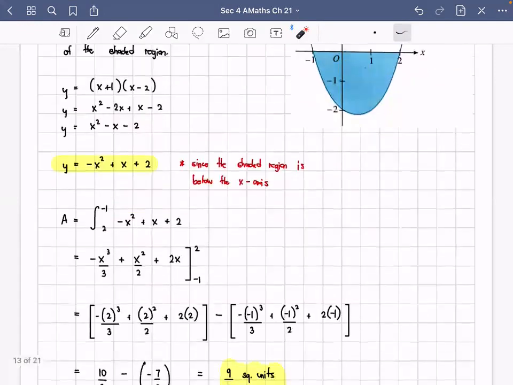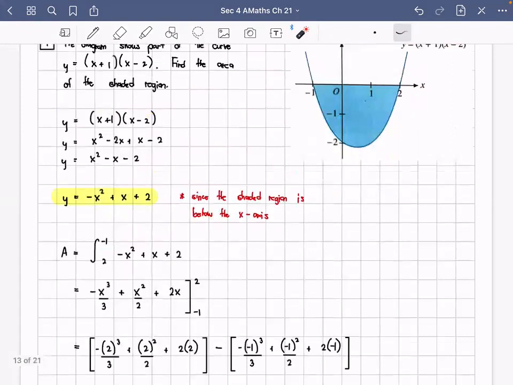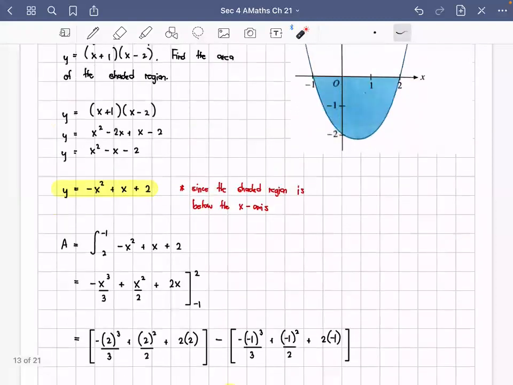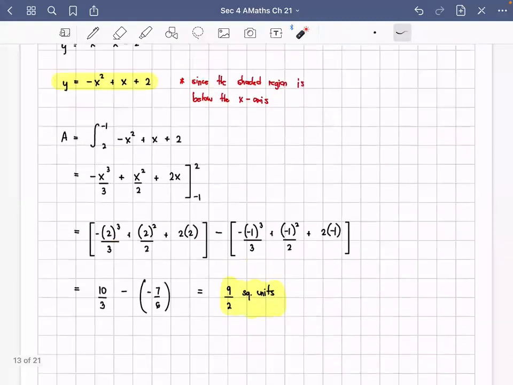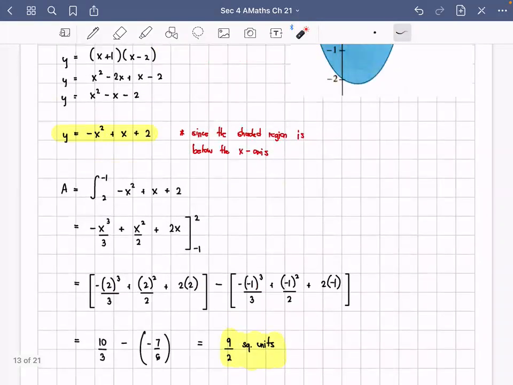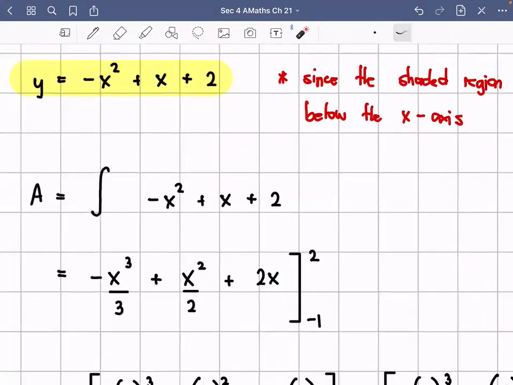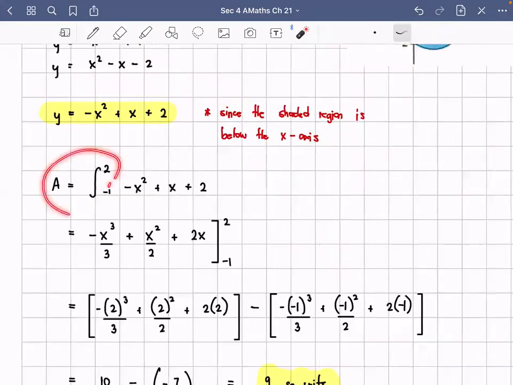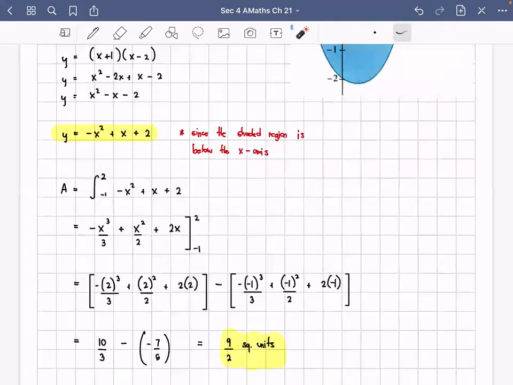To find this, we are bounded by the limits from 2 to -1. Alright, I think I made a mistake here. So this is to -1. The area of the shaded region is equal to the antiderivative of negative x squared plus x plus 2 from 2 to -1. Let's find the answer for this.